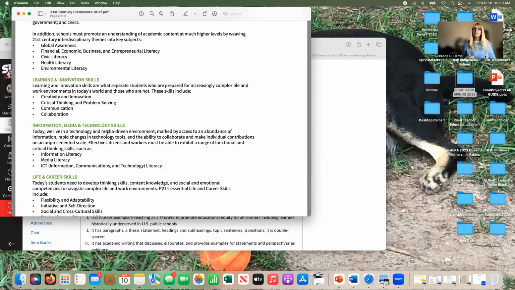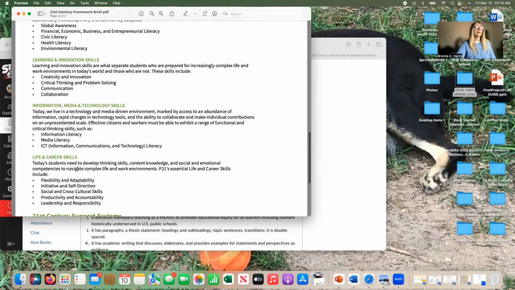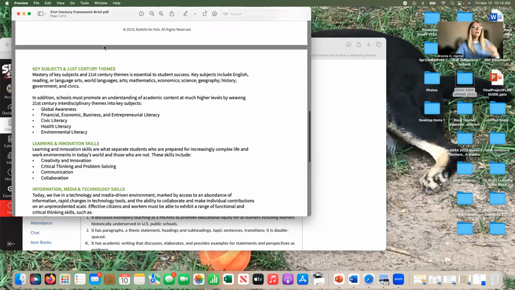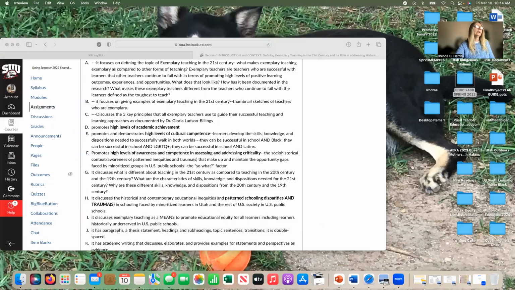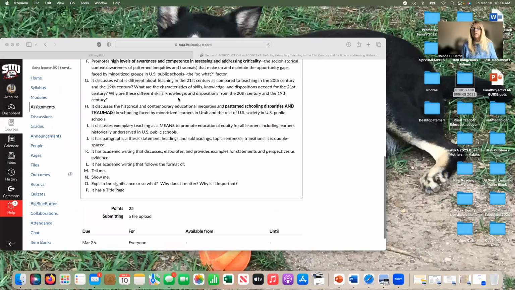So that requires a different set of skills than it did when we had these factories that were batch processing students. We have to have a lot of flexibility, a lot of adaptability. We have to be able to work with different groups of people, so we have a lot of things that are very different in the 21st century as compared to the 20th and the 19th century. So you have to talk about those kind of things. And these briefs are in your modules.